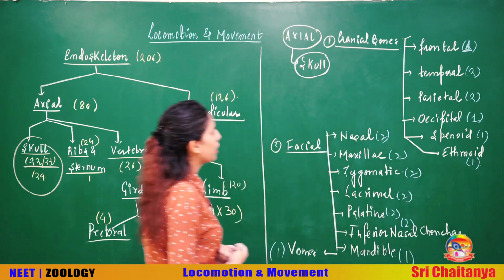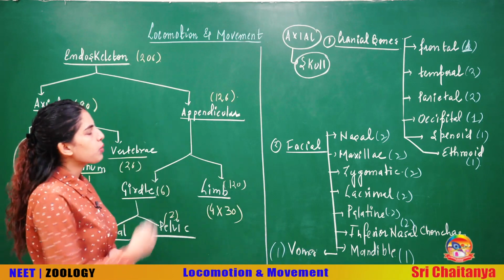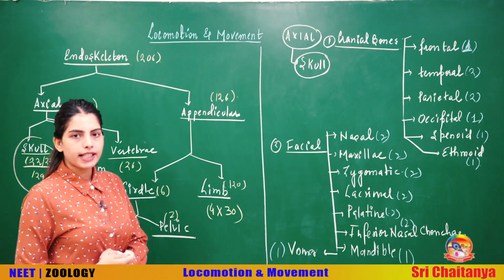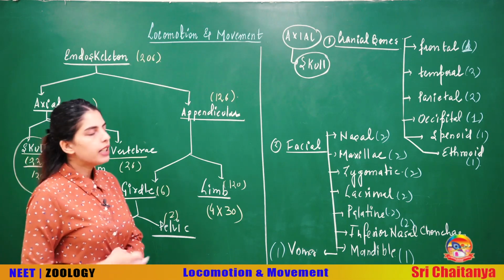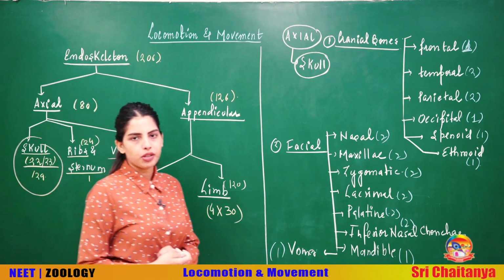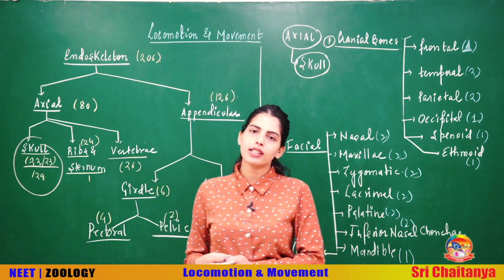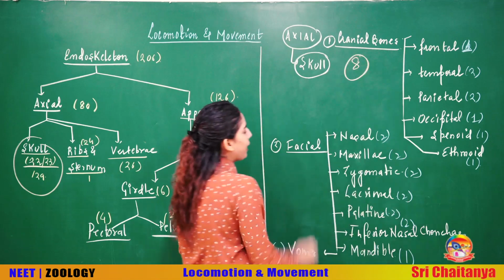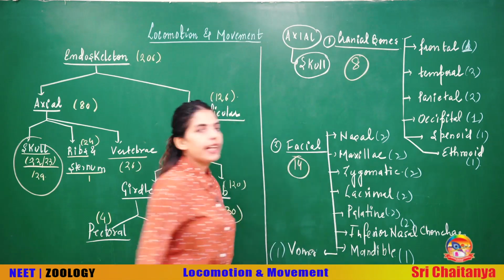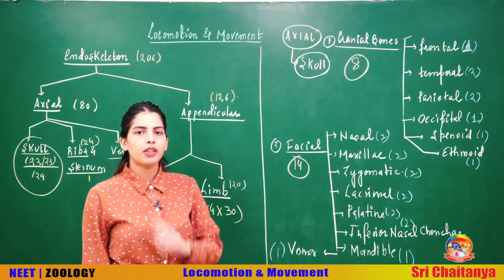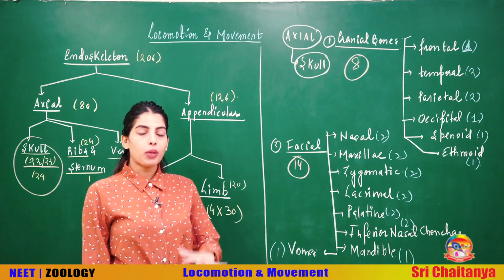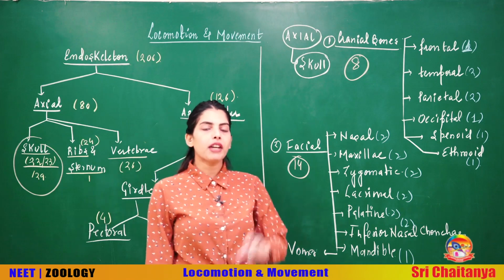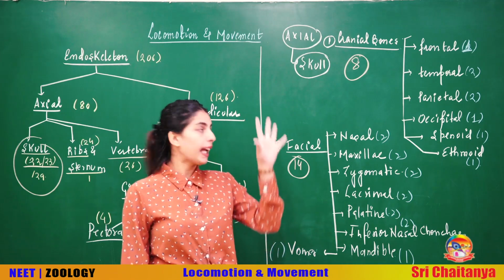Now talking about each part separately, we are starting with the axial skeleton, and in the axial skeleton we start with the skull. The first are the cranial bones. It is quite easy to remember how many bones there are in the cranium: a total of 8, whereas in the face you have 14. First, you will remember the name of the bone. Second, you will remember which is paired and which is unpaired. Third, you will remember any special property related to any bone.